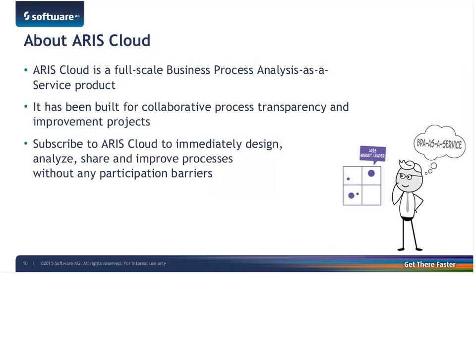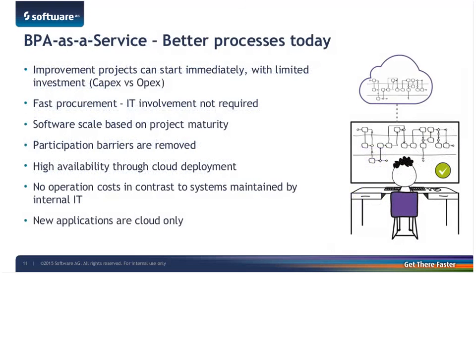This concept, the ARIS house, the reuse of objects, was brought in the cloud by Software AG 2 years ago. So we launched a product called ARIS Cloud, which is a full-scale business process analysis as a service product. It was built for collaborative process transparency and improvement projects. So it comes with a Facebook-like collaboration engine, and it makes access to business process analysis capabilities very simple, because you can subscribe to that offer in just a few minutes.